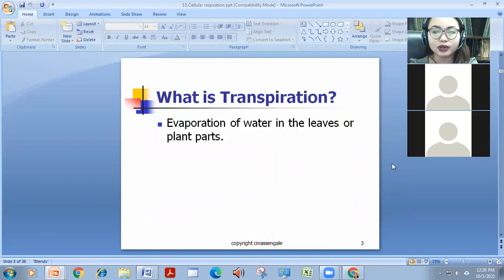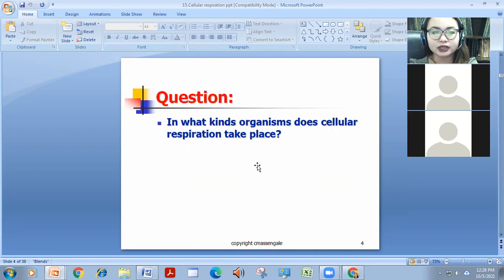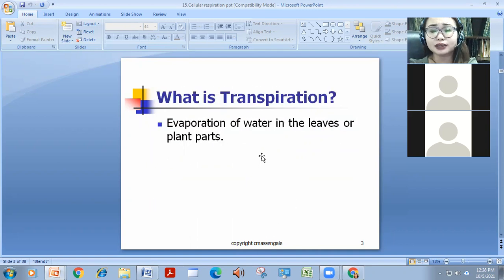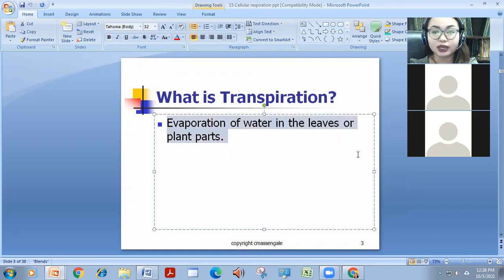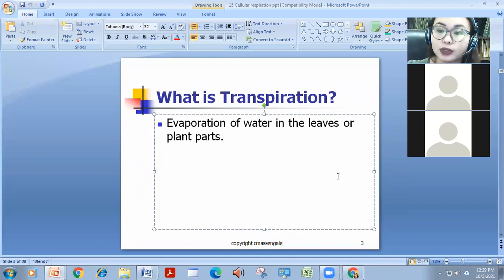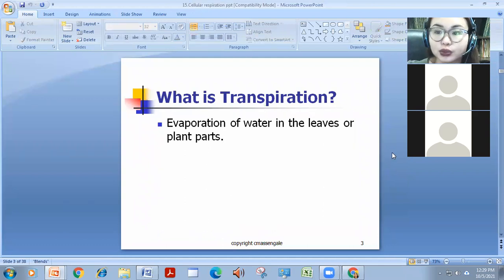So let's learn more about respiration. But in comparison to transpiration, it's not the same. Sometimes we interchangeably use respiration and transpiration, or misunderstand them. When you say transpiration, it's very different from respiration because it is the evaporation of water in the leaves or in the plants. If it's too hot, the water inside the plant will evaporate outside, into the air. So those are two different things.